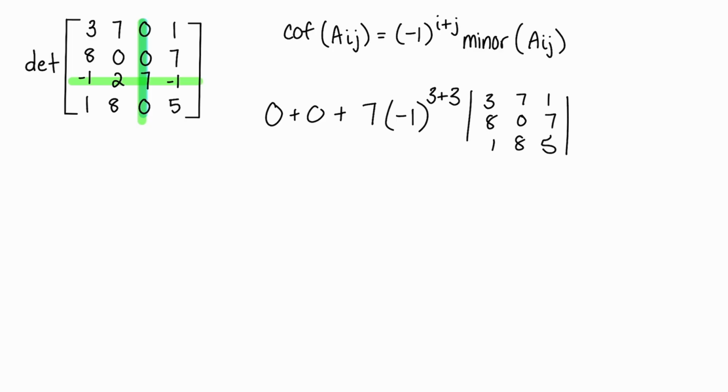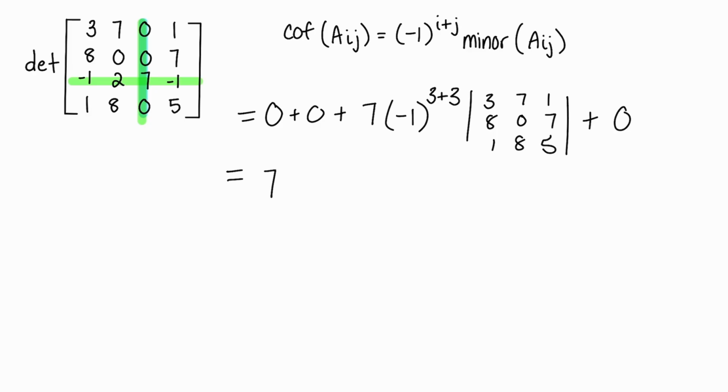So this is a new determinant. And then the last element will just be 0 again. So now that we have this, we have 7 times -1 to the 6, which will just be 7. And then we basically do this again and we solve it like a 3x3.